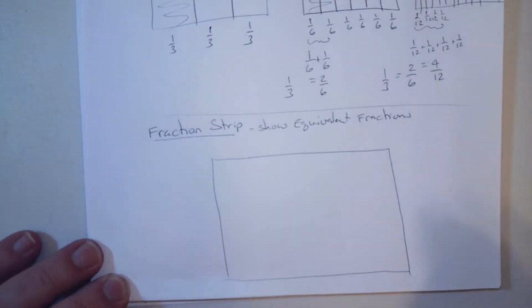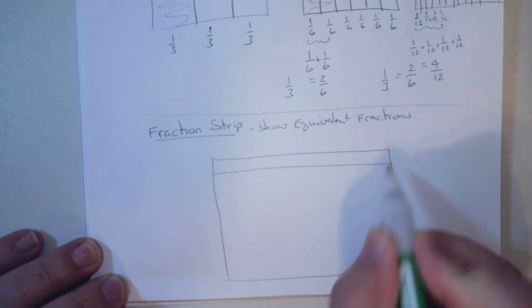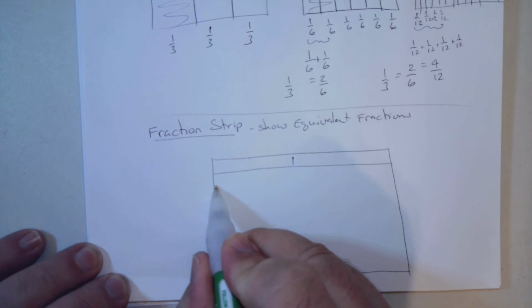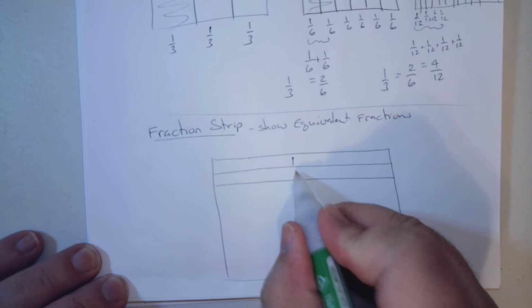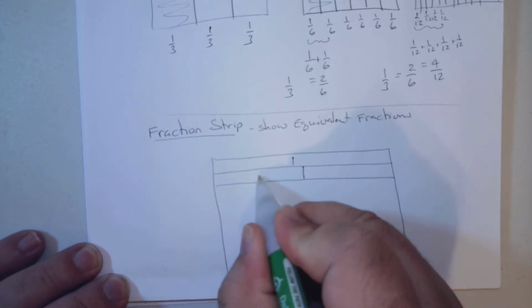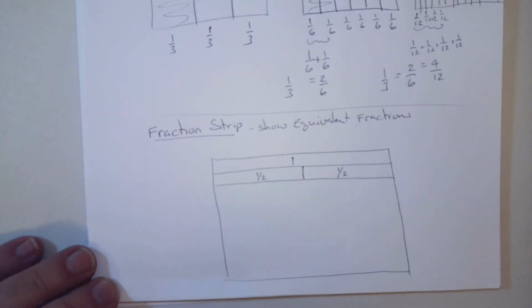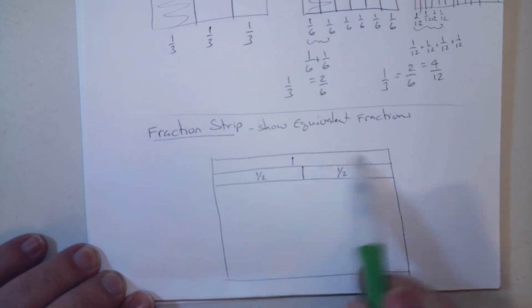Similar to one above there. We start off with 1. That's the whole one. If we cut it in half, we got 1/2 here and 1/2 here. So you teach your students 1/2 plus 1/2 is a whole.